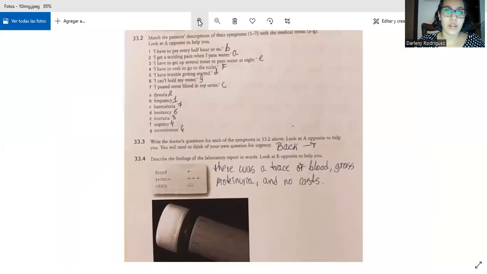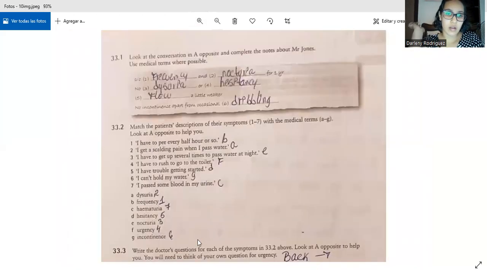Chapter 33.1. Look at the conversation in A opposite and complete the notes about Mr. Jones. Complains of frequency and nocturia for 1 year. No dysuria or hesitancy. Flow a little weaker. No incontinence apart from occasional dribbling.